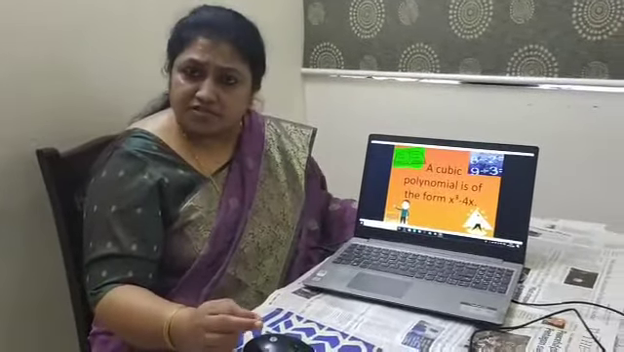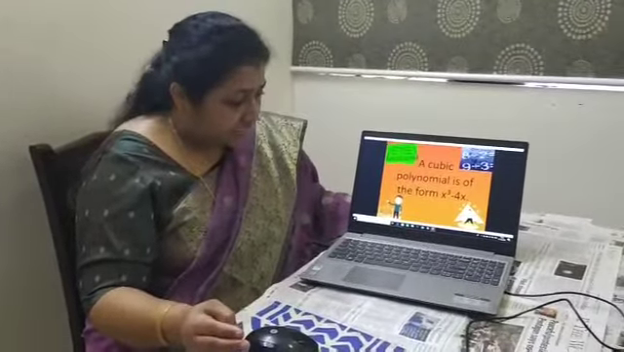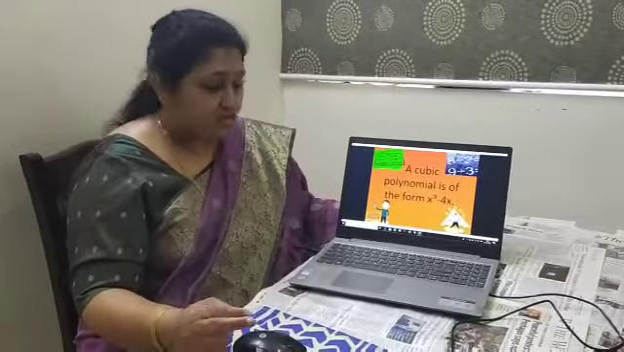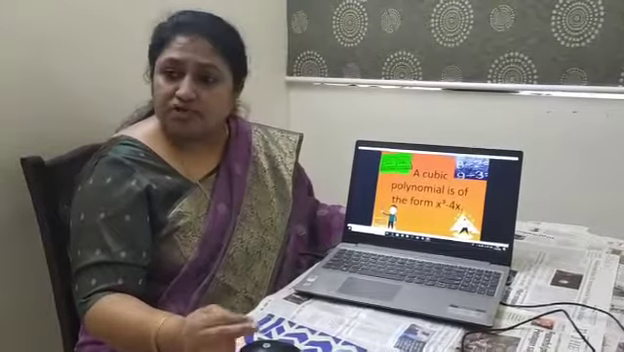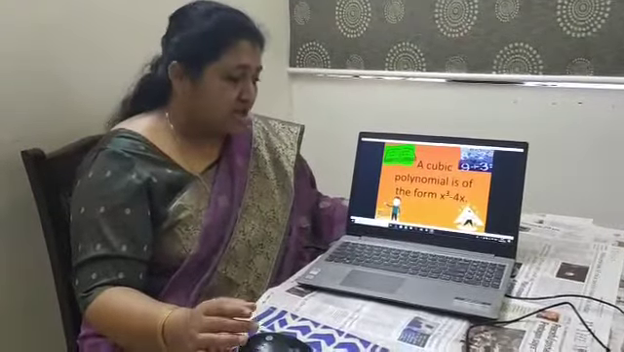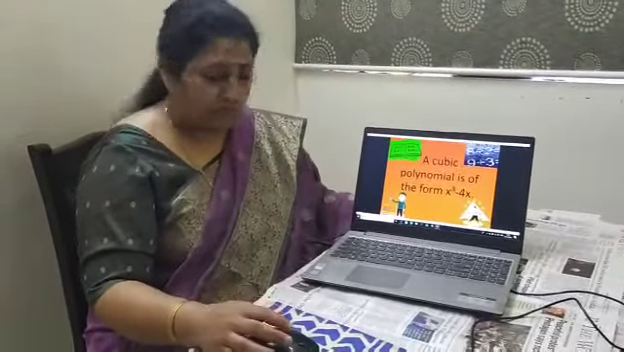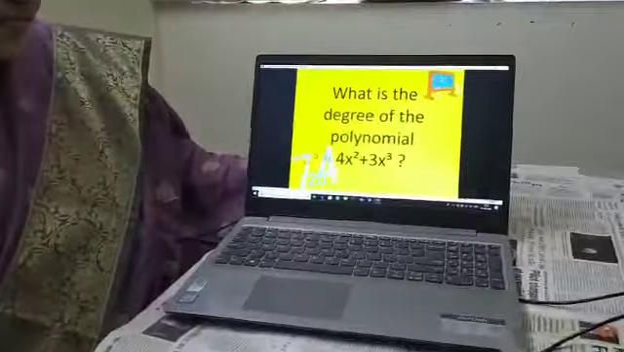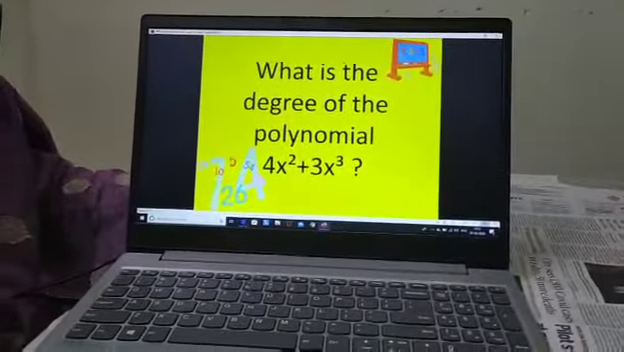The power of the first term is 3 and the power of the second term is 1. So the highest power of both is 3. So this is an example of a cubic polynomial expression. Okay. Now, what is the degree of the polynomial 4x square plus 3x cube?